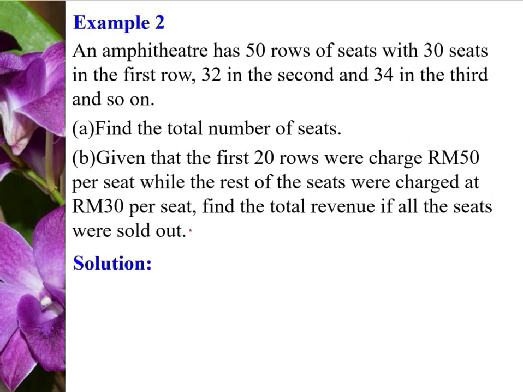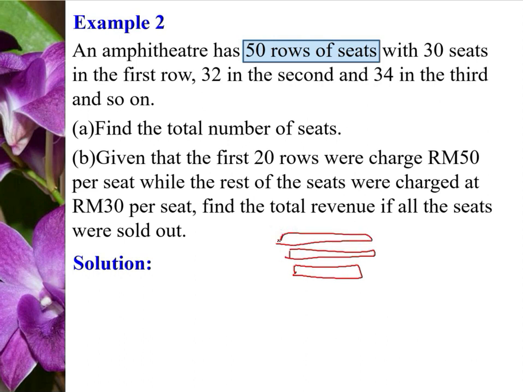Example 2. An amphitheater has 50 rows of seats with 30 seats in the first row, 32 in the second, and 34 in the third, and so on. Well, to understand this question, maybe we need to visualize it. An amphitheater has 50 rows of seats. Try to imagine that this is one row, and then we have the second row and the third row and so on until 50 rows.